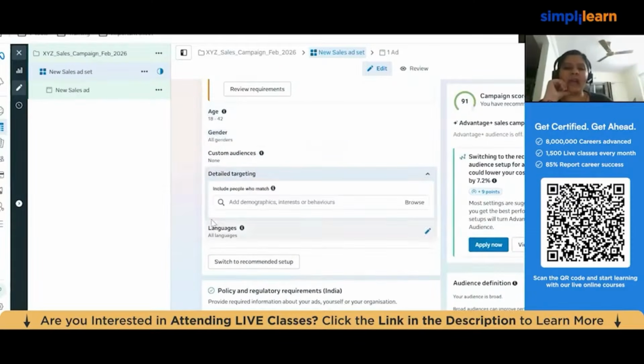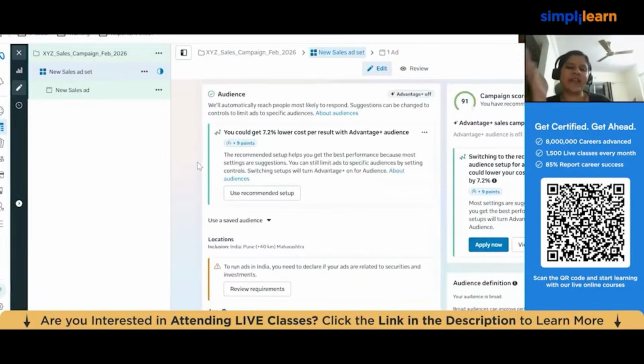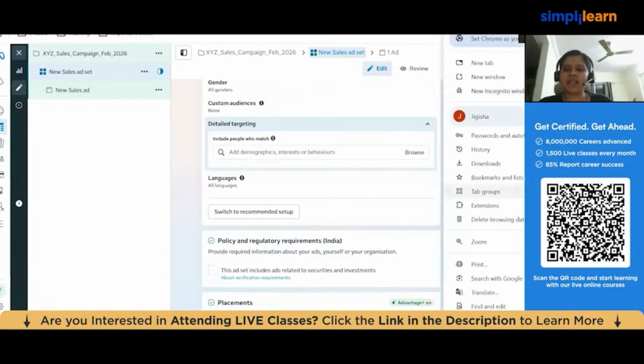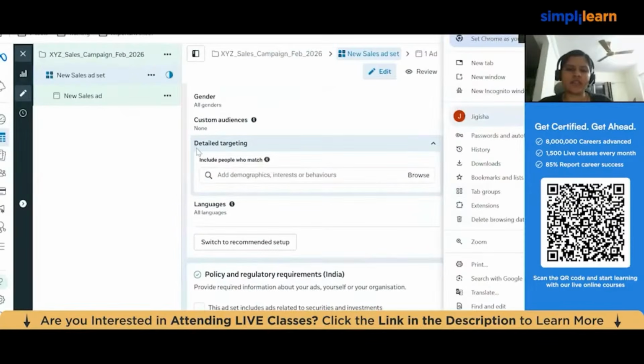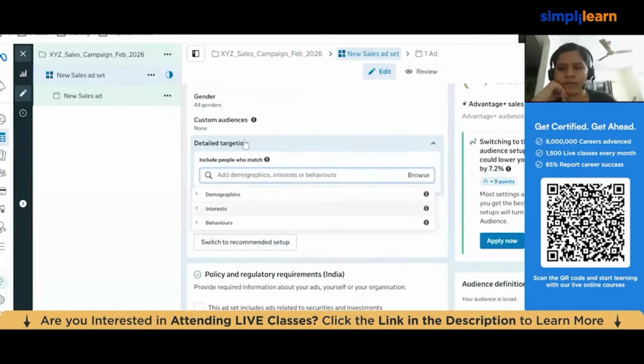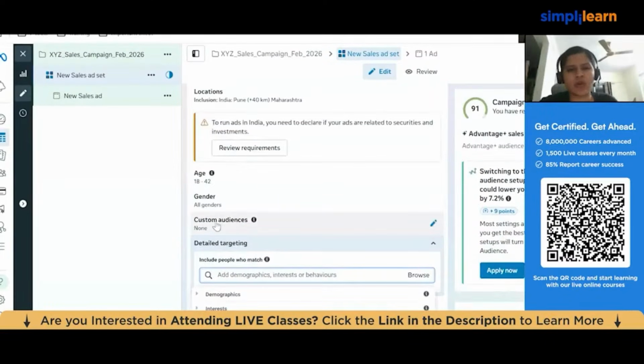Now, ideally, just choosing location, age, and gender is not enough. Hence, Meta has also given you one more section of detailed targeting. Here you can add more demographic, interest, and behavior characteristics. So now we'll do the last part of the targeting, because as I said, just targeting age and gender is not enough.